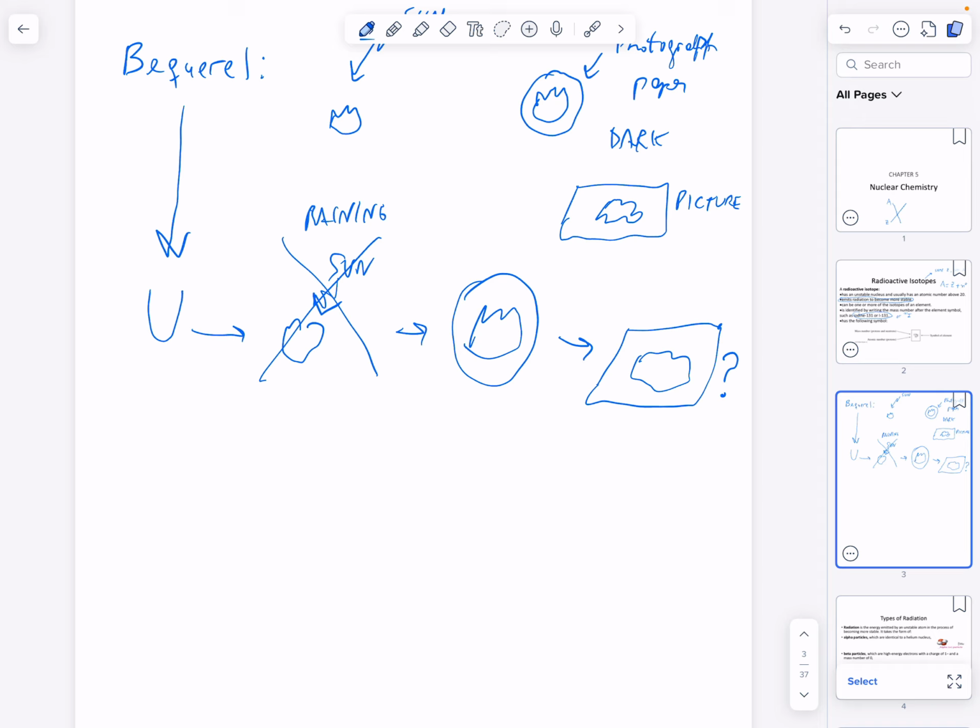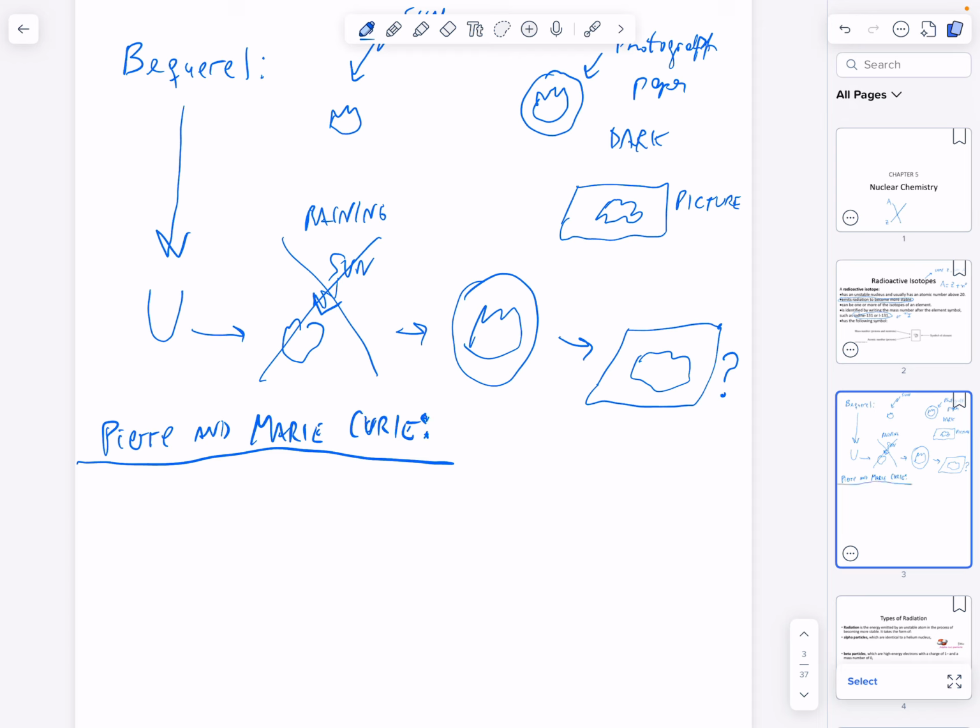To verify that, he took the rock to the Curie couple, Pierre and Marie Curie. They are a famous couple, especially Marie, who got 2 Nobel Prizes, in chemistry and in physics, because of the radiation.